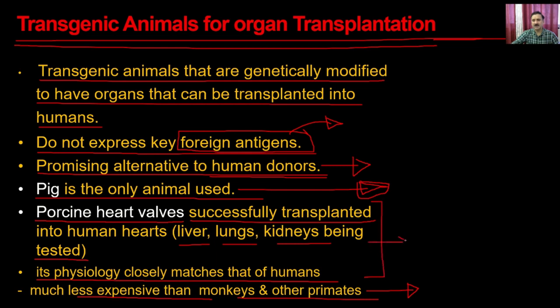One advantage of the transgenic animal is that they are produced in laboratory conditions. They are not present in nature. So there is less pressure on these animals, and there are fewer ethical issues compared to using monkeys or other primates, because then there is always an issue of conservation, that they may get extinct. That's how there are very strong restrictions on utilizing these animals for organ transplant.